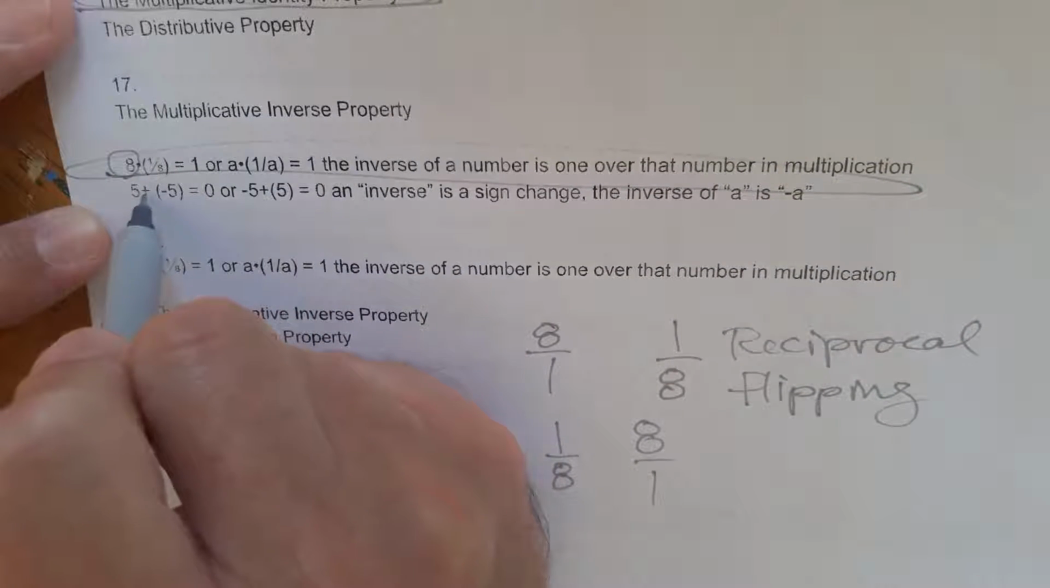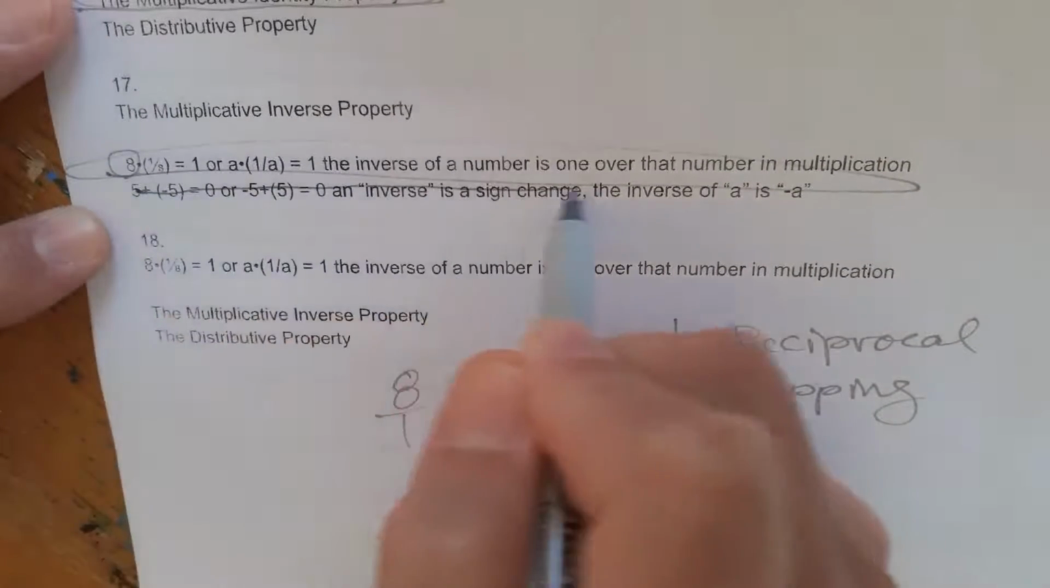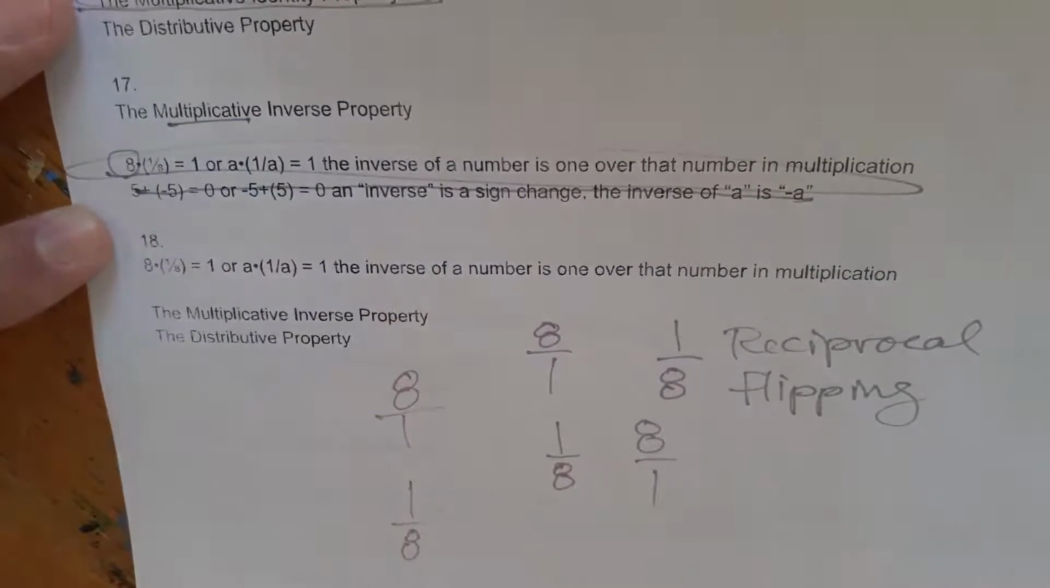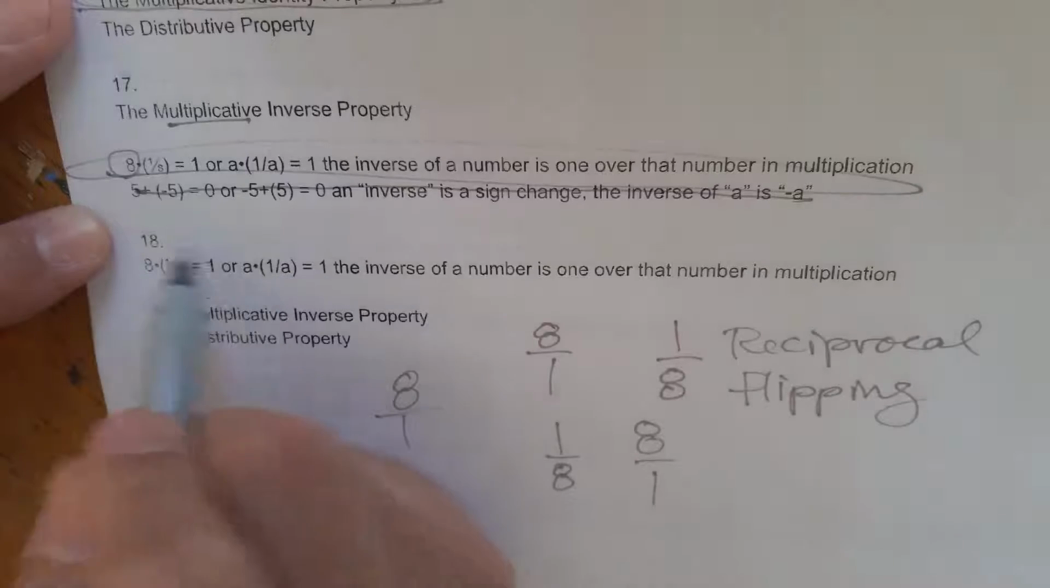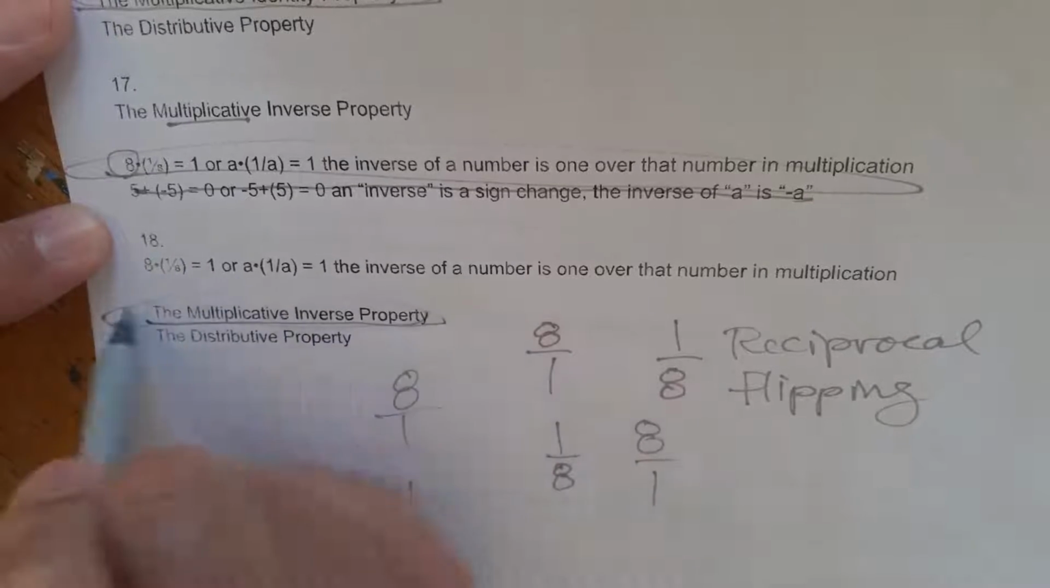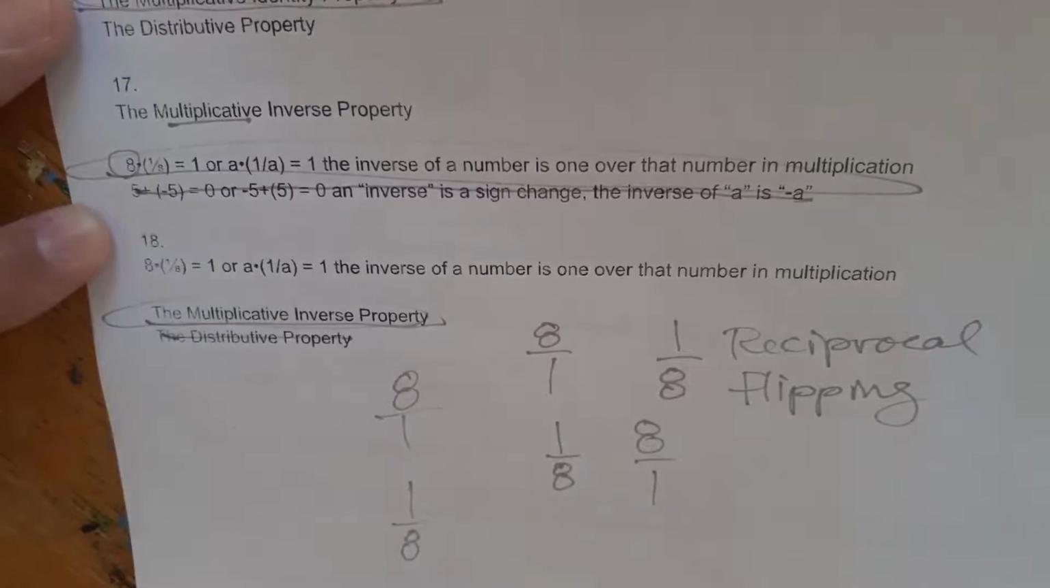This is not the multiplicative because it's added, right? Just look at the operation involved. This is addition. They're talking about multiplication. Here they're giving it to us, so we just have to name it as the multiplicative inverse property. All right, get rid of distributive. That's a mislead.